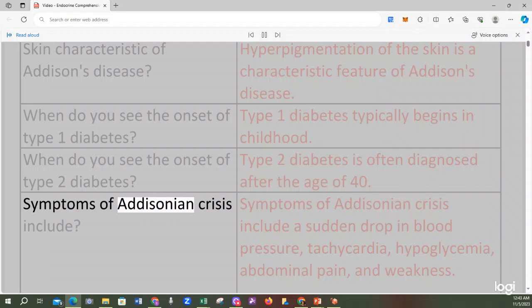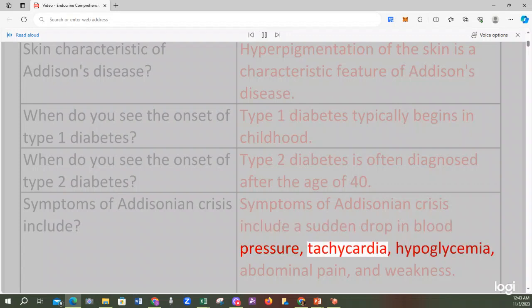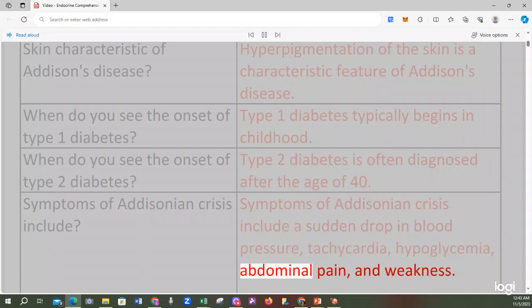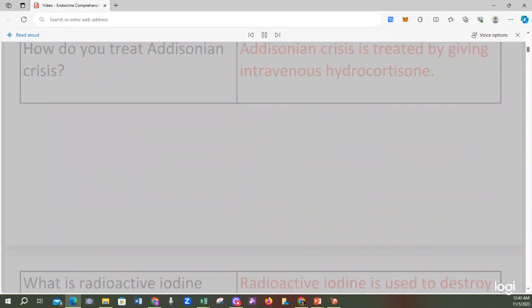Symptoms of Addisonian crisis include? Symptoms of Addisonian crisis include a sudden drop in blood pressure, tachycardia, hypoglycemia, abdominal pain, and weakness. How do you treat Addisonian crisis? Addisonian crisis is treated by giving intravenous hydrocortisone.